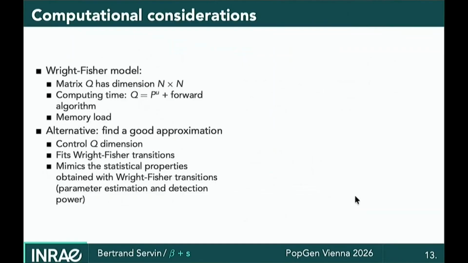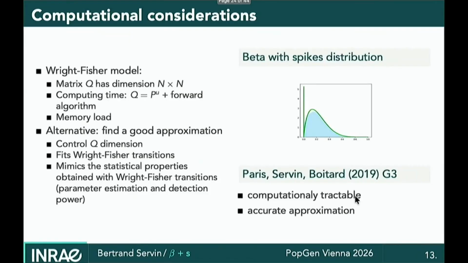So in the Bollback paper I was mentioning before, they were using the diffusion approximation. And in our case, we used a parametric distribution. So we did that with Simon and Cyril Paris, who was a PhD student with us, which is a distribution that is computationally tractable and it's kind of accurate. And it's better than the diffusion approximation in our context where we have small population size and strong selection. So it just allows to compute those transition matrices much faster than you would with the Wright-Fisher model.